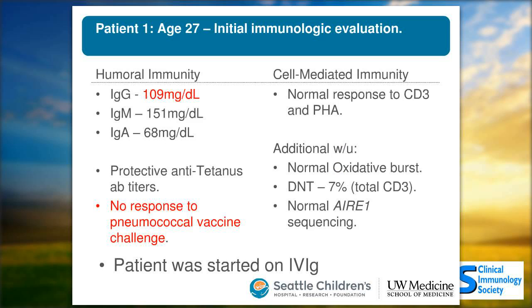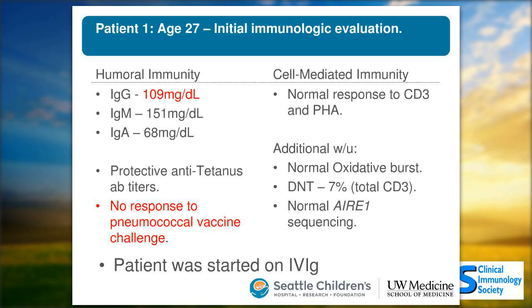Further evaluation showed that she had very low IgG level of 109, normal to mildly elevated IgM, normal IgA, but in addition to this low IgG level, or maybe in accordance with that, she didn't respond to pneumococcal vaccine challenge. So basically 0 out of 23 serotypes were above 1.3, no response. When we evaluated the cellular compartment, she had normal response to CD3 and PHA. Cells were proliferating as expected.